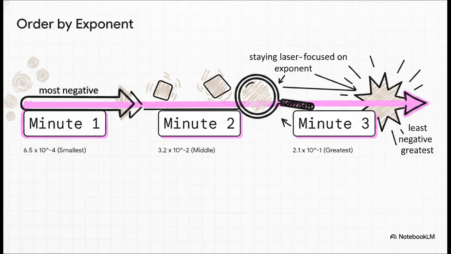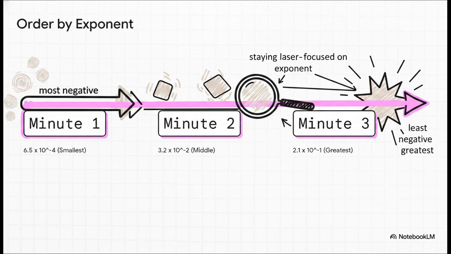Okay, let's try something kind of tricky. Ordering negative exponents. I want you to imagine this sequence like a timeline. We need to order these from least to greatest: 6.5 times 10 to the -4, 3.2 times 10 to the -2, and 2.1 times 10 to the -1. Again, stay laser focused on the exponents: -4, -2, -1.